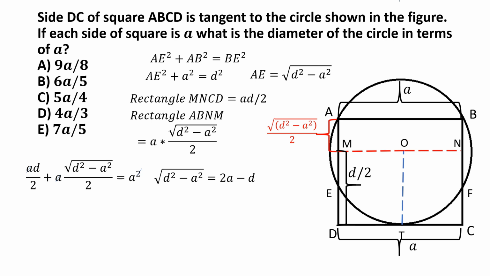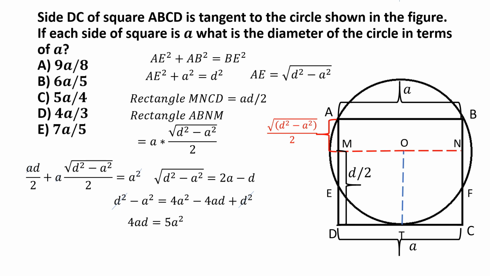And now we can square both sides just to get rid of that square root on the left hand side. So we get D square minus A square, and on the right hand side we have 2A minus D whole square, which I have expanded out. So that becomes 4A square minus 4AD plus D square. Again, we see that D square is present on both sides, so we can let go of that term. And on rearranging the remaining terms, we basically obtain this.